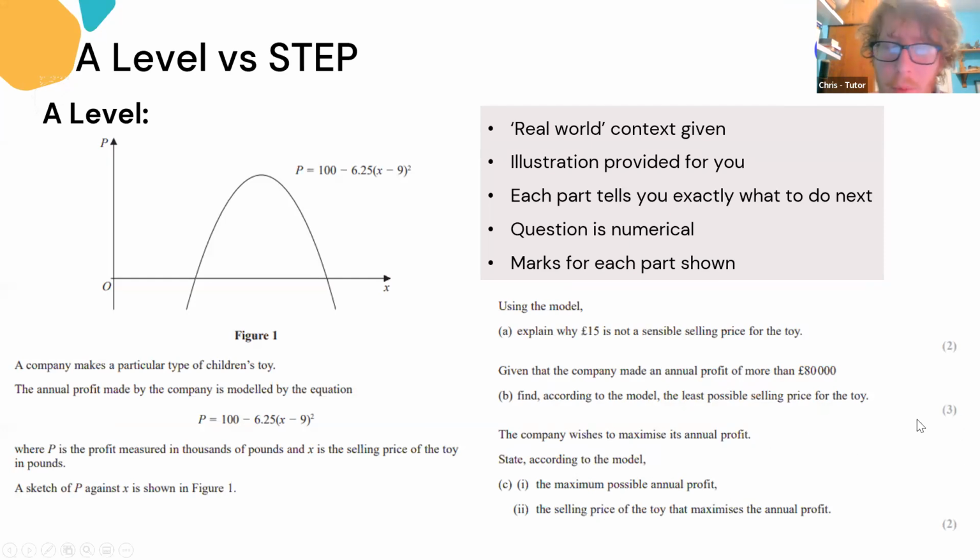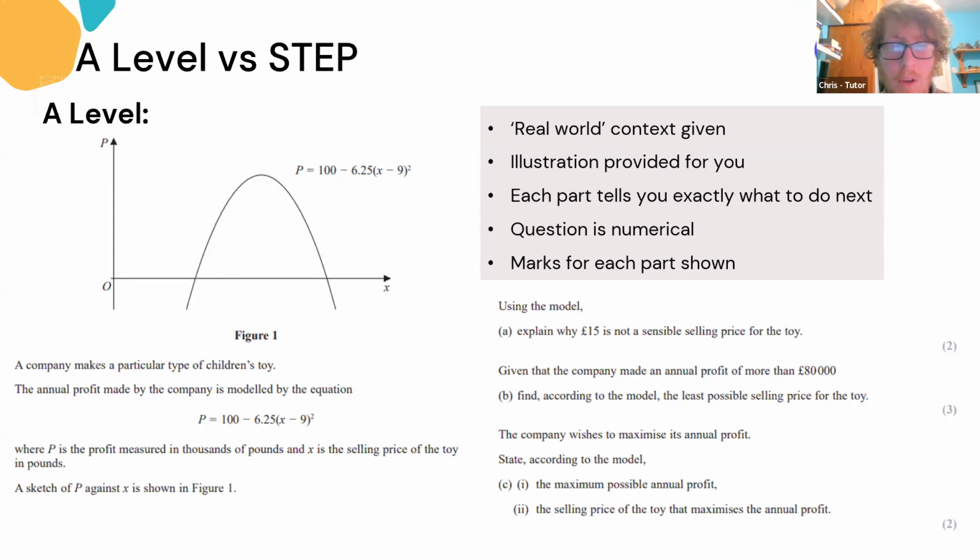Okay, just very quickly for comparison, we've got a couple of questions on quadratics, one from A-level, one from STEP, we can compare. You can see the A-level question here. Firstly, they give it a real world context. They say it's about modeling the profit of a company that makes toys. They give you a graph, you don't have to draw your own. If you look at the instruction words in the question, on the right-hand side, part A is explain why, and they're telling you £50 isn't a sensible price. Part B is find a value, so you're just doing a calculation. Part C, you're just reading off 2 other values. So it's very precise as to what you need to do. They're giving you a lot of guidance.